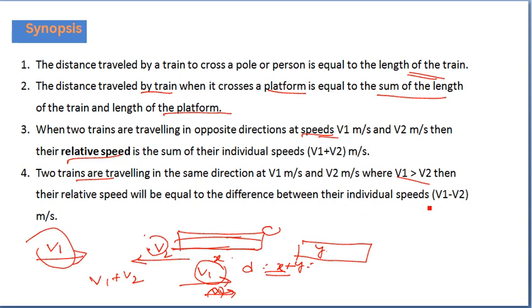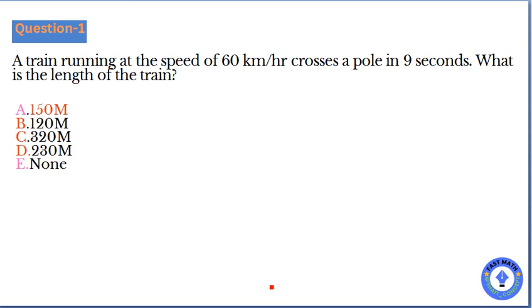The relative speed will be taken as v1 minus v2 or v2 minus v1, whichever may be. The highest will be the major one, and the difference of both will be taken as the relative speed of the trains.